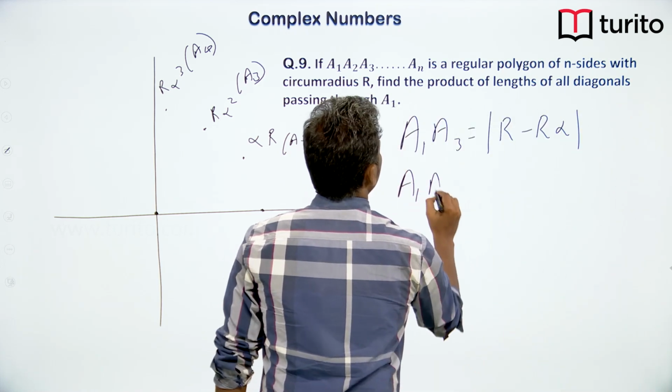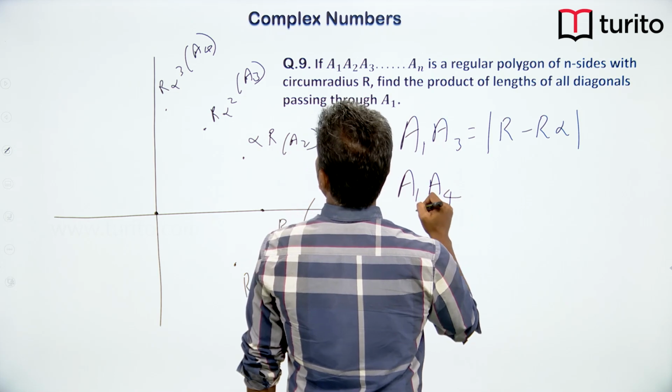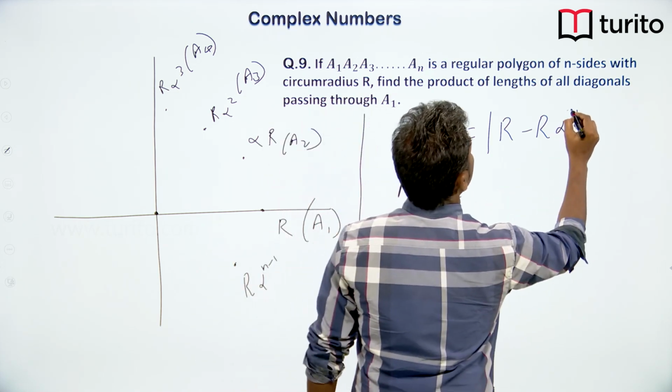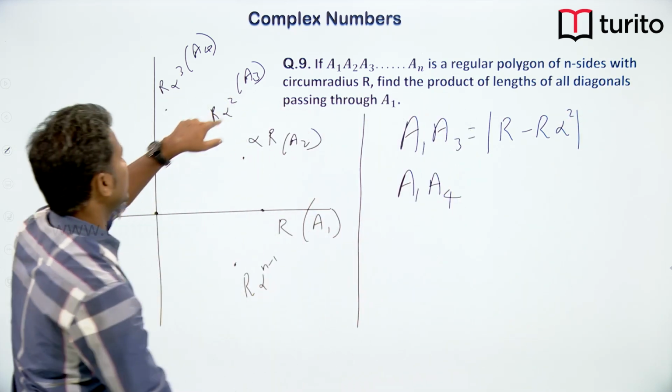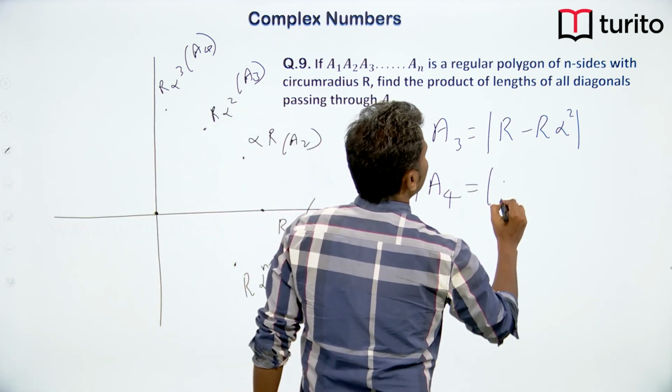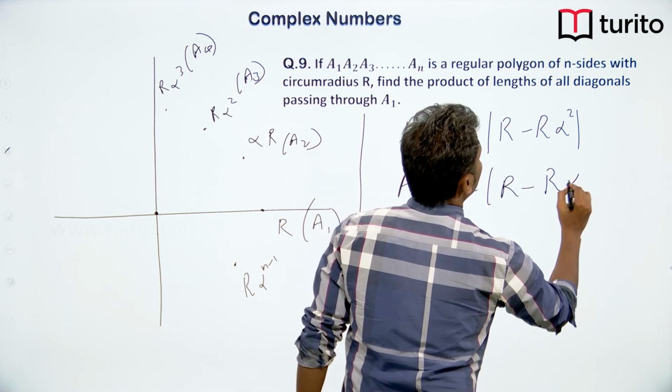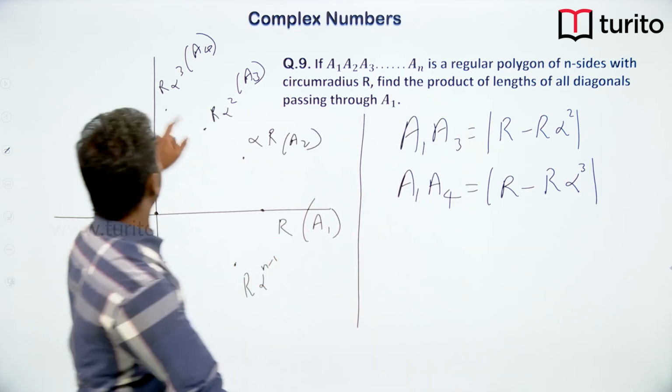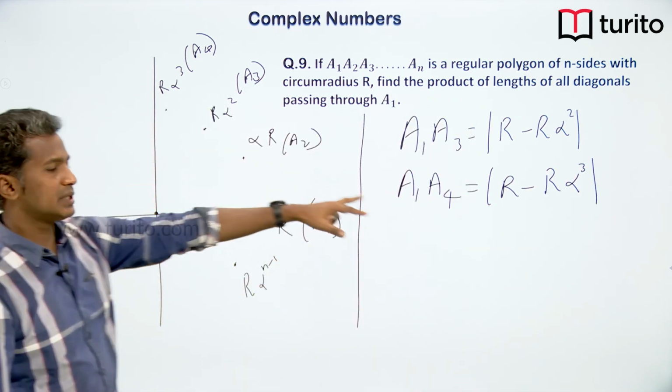Similarly, if I do A1, A4, wait a minute, alpha square must be there because A3 is r alpha square. Now, similarly, if I do A1, A4, it will be mod of r minus r alpha cube. That is A1, A4, you can understand this.